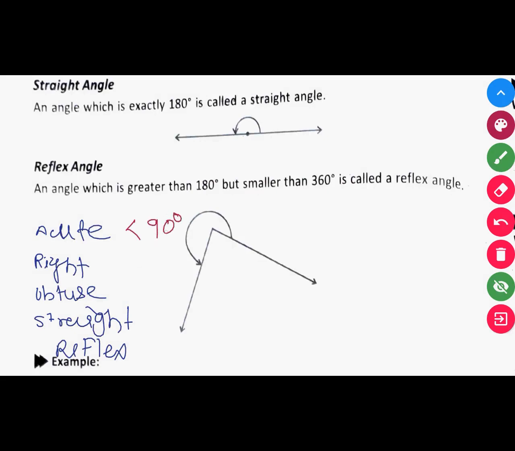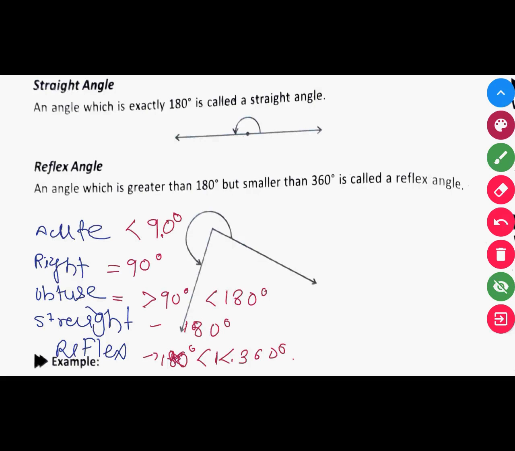Less than 90 degree means 90 degree is greater than the acute angle. Right angle is always of 90 degree. Obtuse angle is always greater than 90 degree but lesser than 180 degree. Straight angle is of 180 degree and reflex angle is greater than 180 degree but lesser than 360 degree.